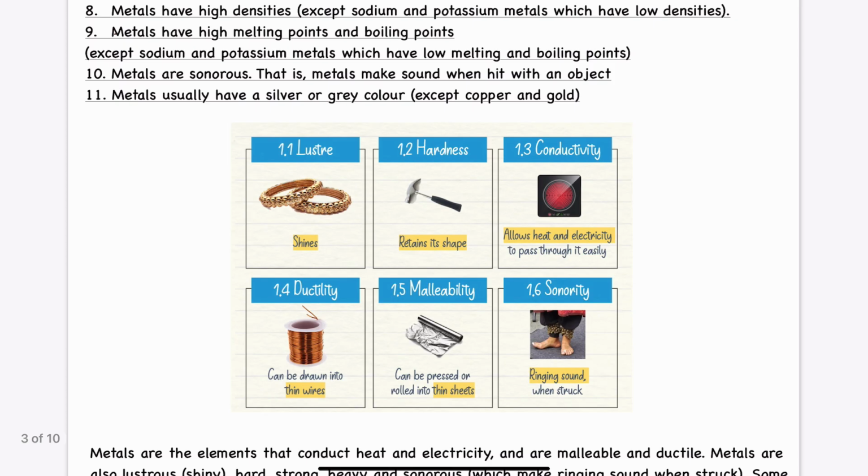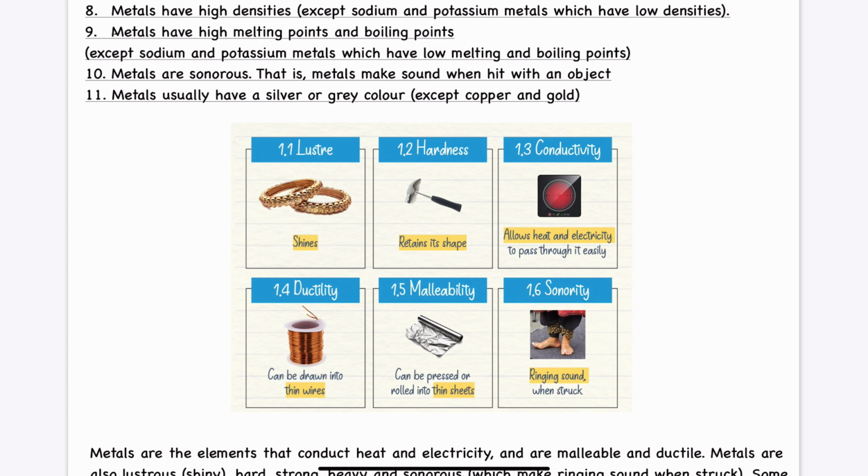Now metals are sonorous: the property of metals to produce a ringing sound, right? That ringing sound is used to make ghungroos, anklets, and bells, right? So we can say that the property of metals to be sonorous, or to make the ringing sound, is called sonorousness or sonority. Clear?